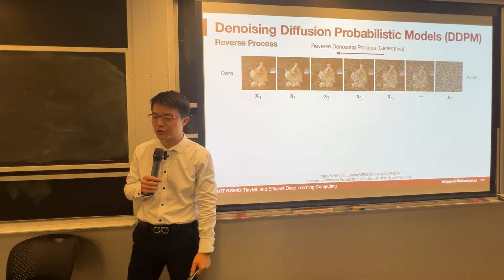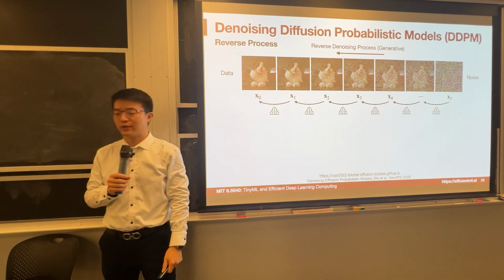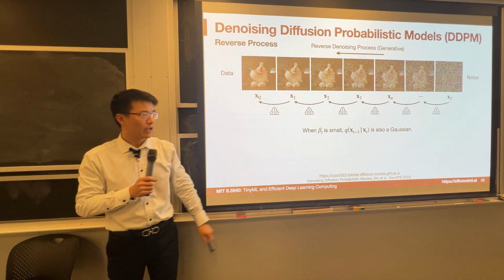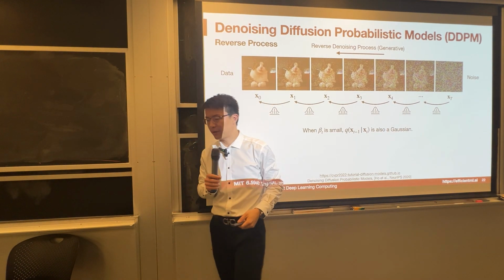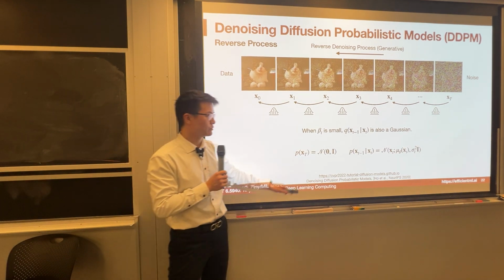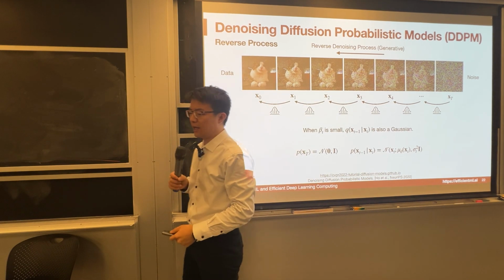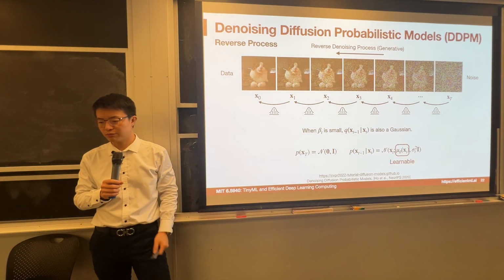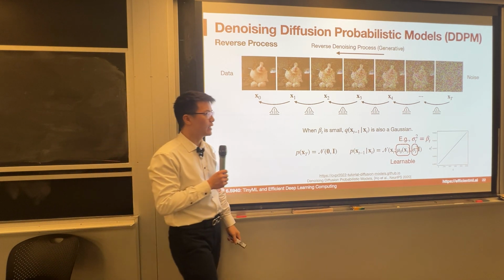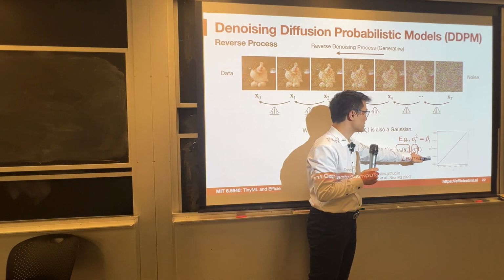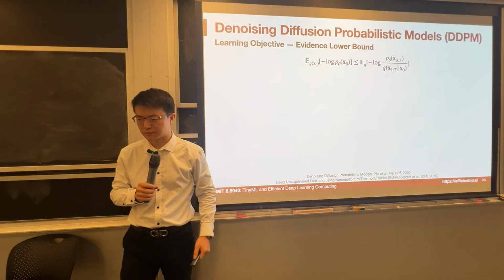So let's now see the reverse denoising process from x t all the way to x0. We assume that when beta t is small, the relationship between x t and x t minus 1 is also a Gaussian, so that we can write it in this format. This is the mean, this is the variance. The mu theta of x t is the mean, which we are going to predict, and it's learnable. Actually, that's the essence of this class. And here we define sigma t squared to be equal to beta t.